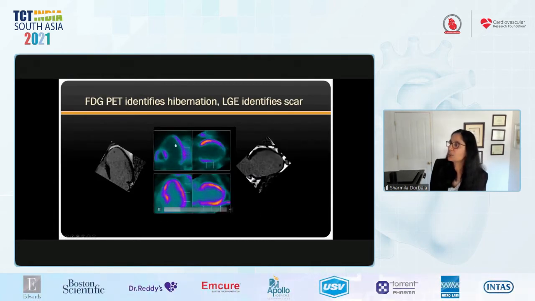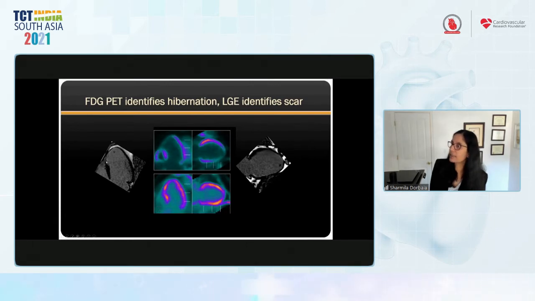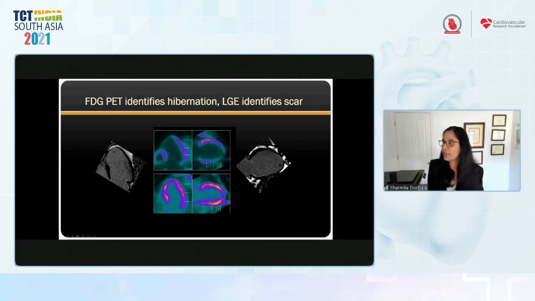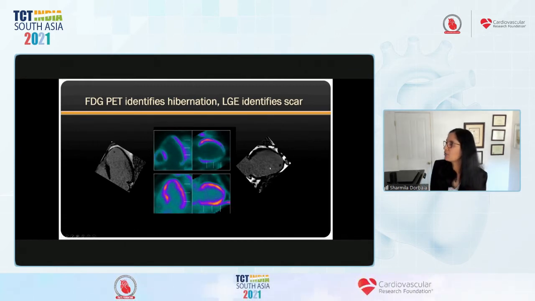This is just showing you what the PET perfusion shows and the corresponding late gadolinium enhancement. This is the PET perfusion with late gadolinium enhancement, and these are the FDG images identifying that despite hypoperfusion and some amount of subendocardial LGE, this territory is all viable.